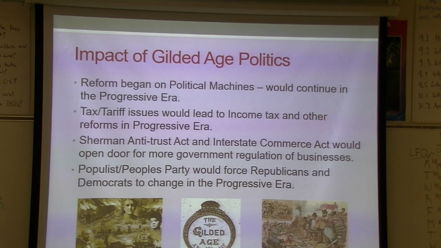We're going to have more and more government regulation of business, and we'll have more of that in the Progressive Era. Going back to the farmers, they're going to end up forcing Republicans and Democrats to change their policies, and during the Progressive Era, both of those parties will change immensely. So this is kind of our segue to what will be in Unit 7 when we have the Progressive Era.